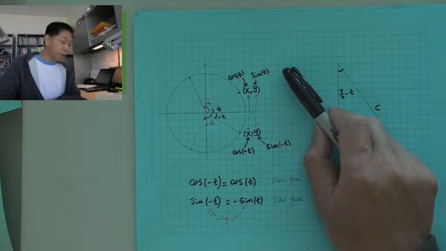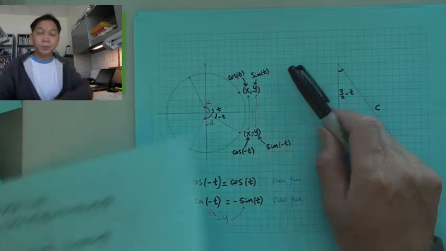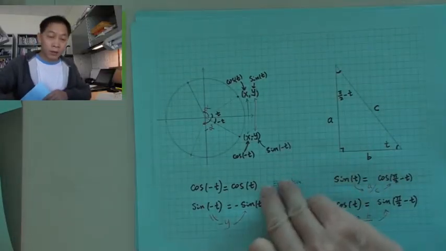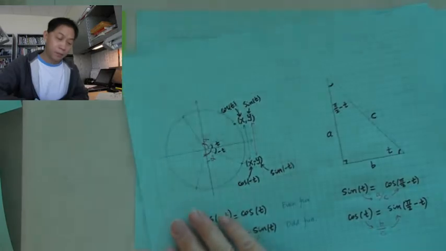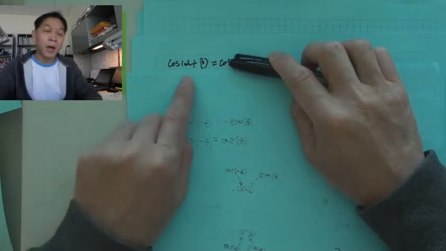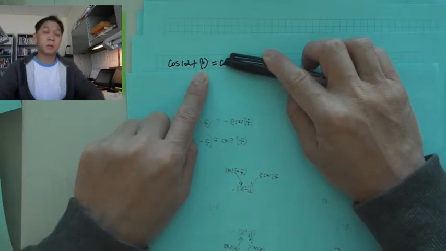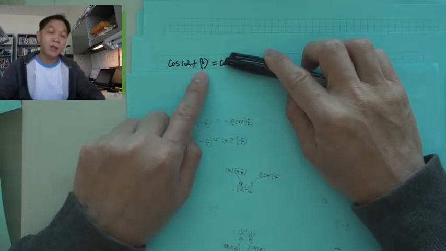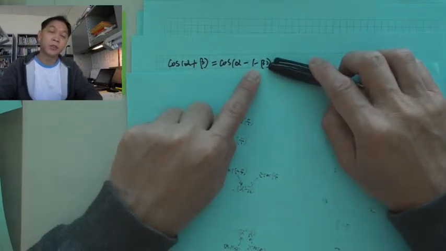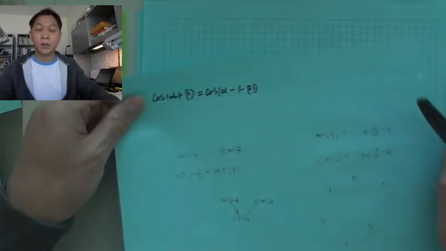So if you have this in your mind, then you should be able to look at this one, cosine alpha plus beta. You know, plus alpha is minus beta. Plus beta is minus minus beta. The reason is what?